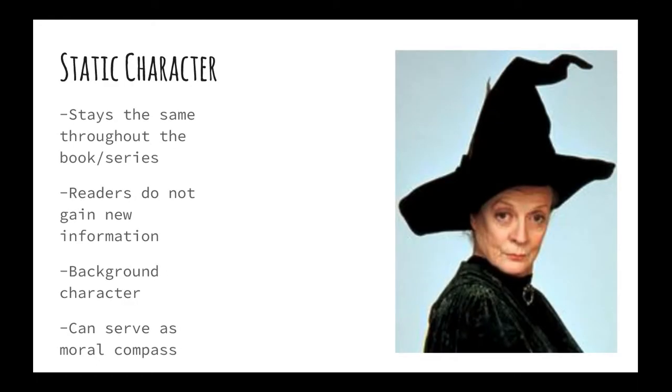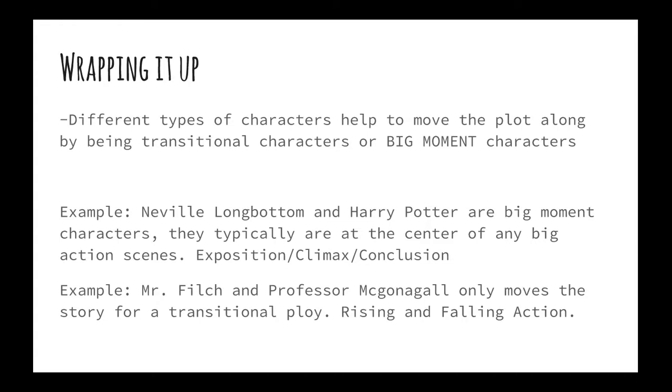And last but not least, we have our static character, Mrs. McGonigle. She stays the same throughout the entire book series. She kind of serves as the moral compass for Harry Potter and his friends, keeping them in line and making sure they never go over to the dark side. She is a constant, and if you think about science, where you have a controlled variable, that is Professor McGonigle to a T.